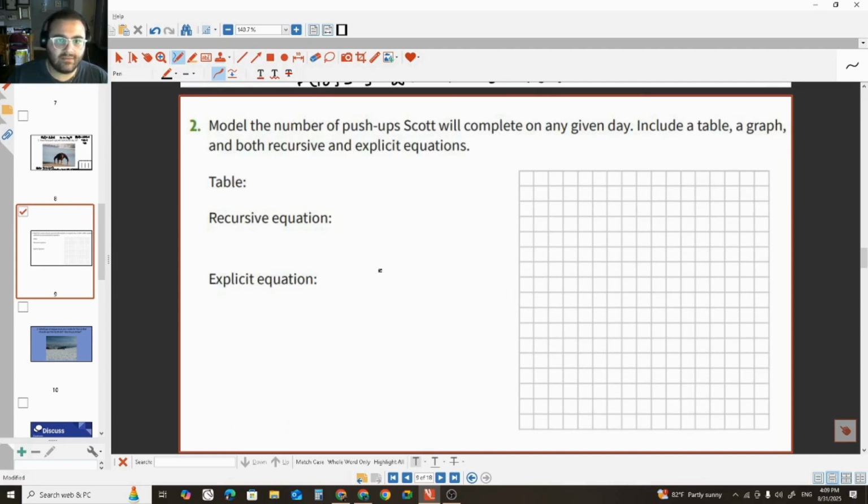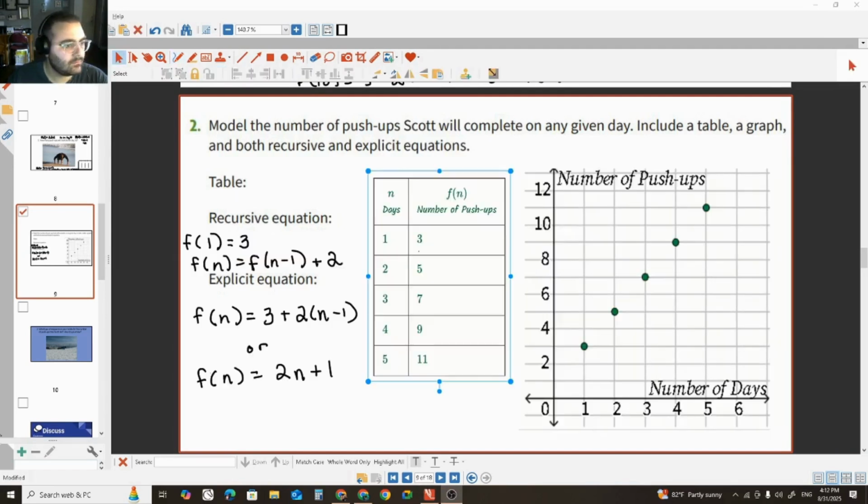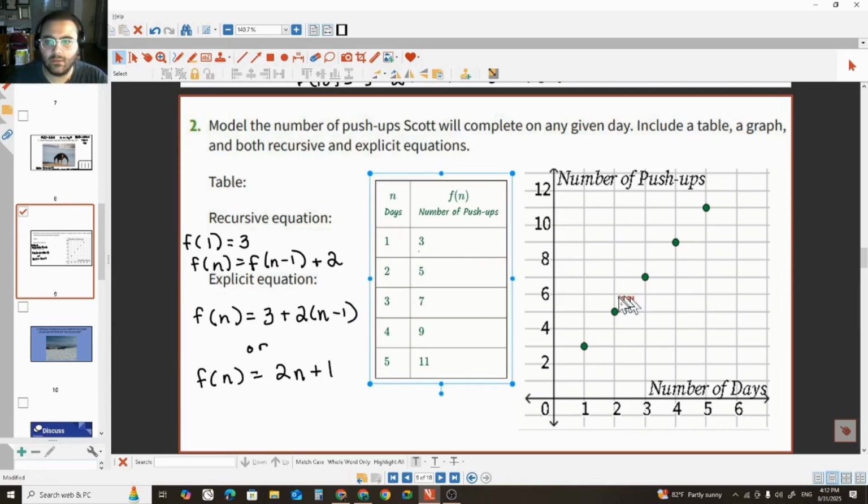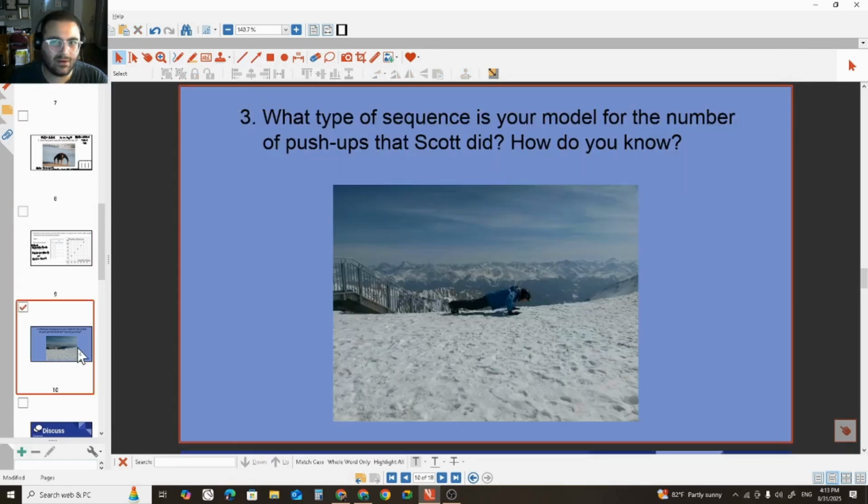So at this stage, we can add our table, our recursive equation, explicit equation, and then graph our points. I'm going to go ahead and paste that now. Okay, so I went ahead and filled in our table here. We have our graph, and we have our recursive equation and our 2 explicit equations. Again, either of these two is valid. If we notice, our points lie on a straight line. So this should lead us to believe we're probably working with an arithmetic sequence.